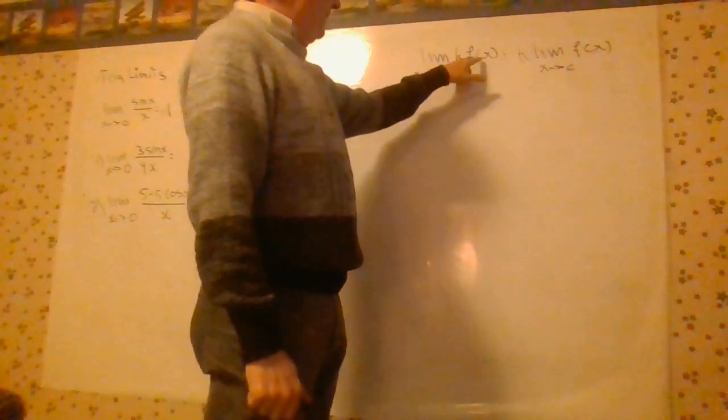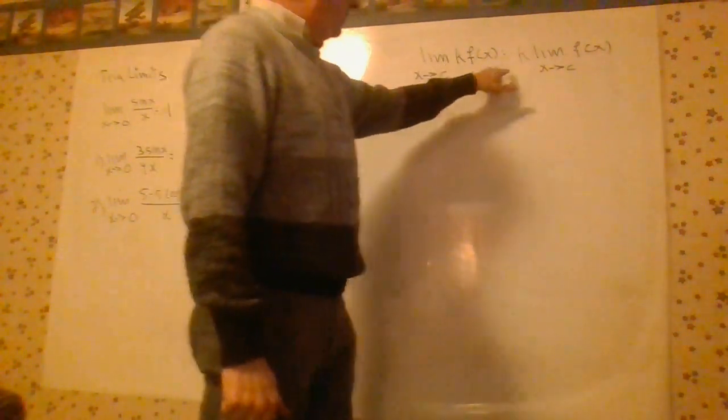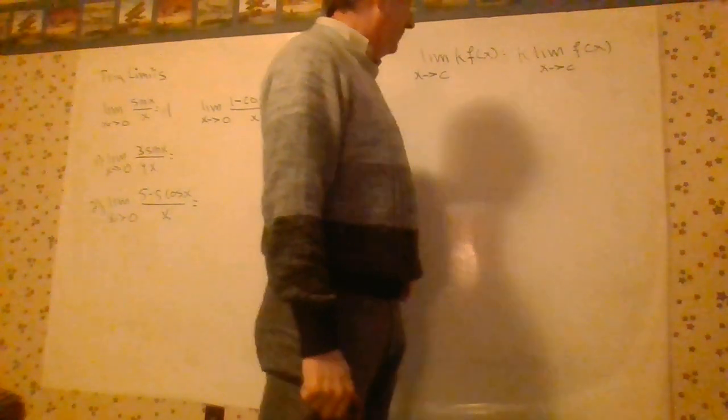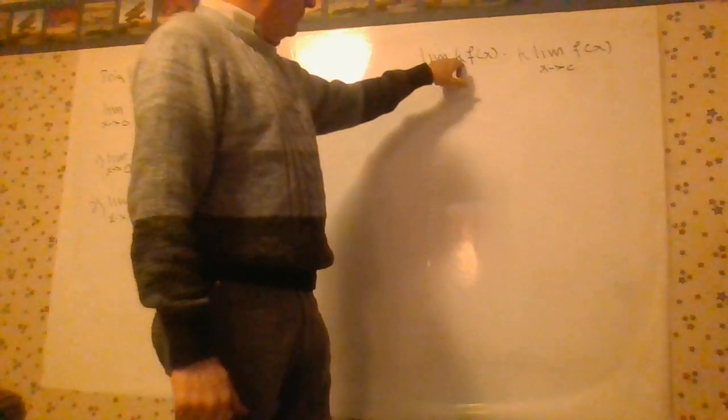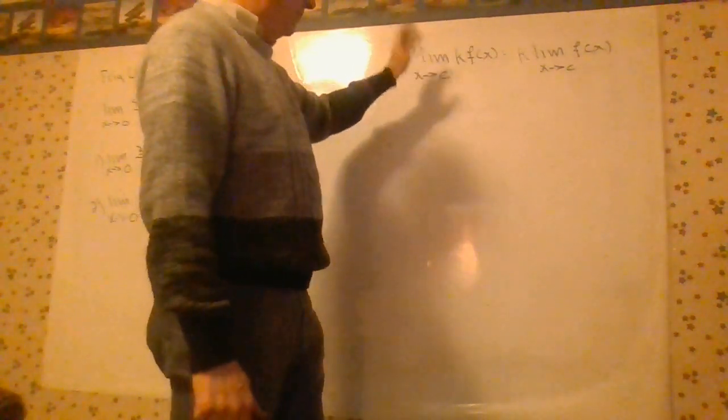Basic principle: the limit as x approaches c of k f of x, where k is a constant, is k times the limit as x approaches c of f of x, assuming this limit exists and k is some constant. In other words, you can factor the constant out of the limit. It's a very simple limit principle you'll see in calculus 1.